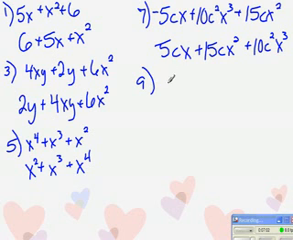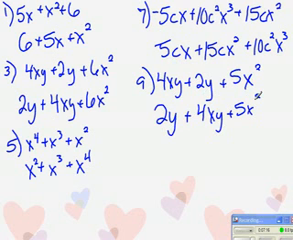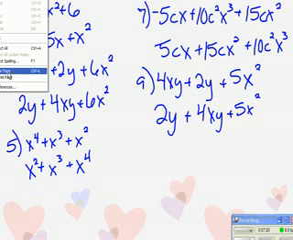Number 9. 4xy plus 2y plus 5x squared. This one doesn't have any x's, so that comes first. It has the power of 1, and that has the power of 2. Okay, those are all of our ascending.